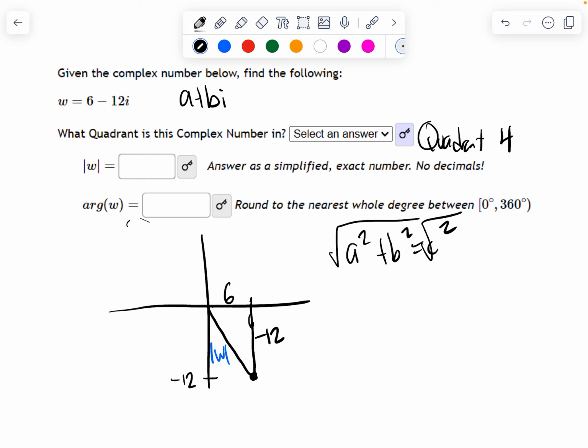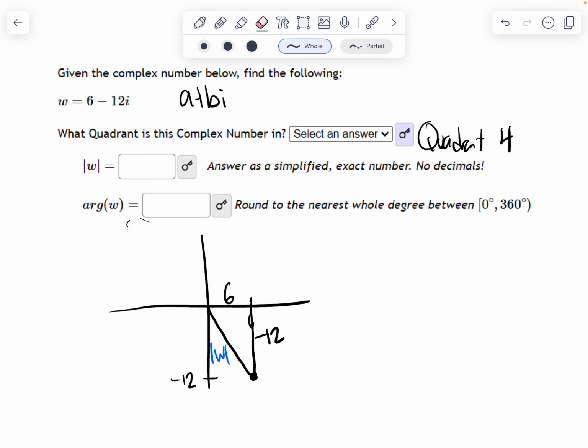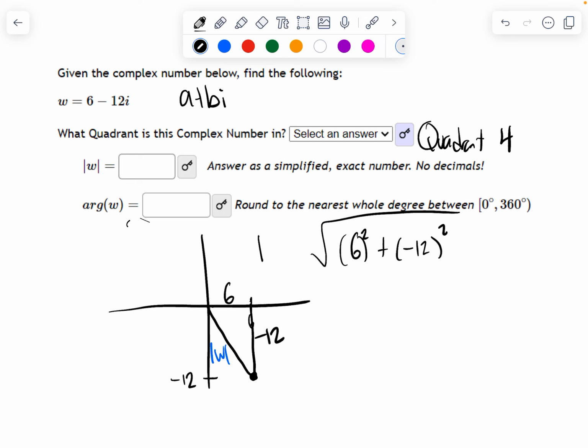So that means that the modulus of our complex number is going to be the legs of the triangle squared, under a square root. So I'd say, well, the square root of 6 squared plus negative 12 squared. There is your modulus of w. Simplify: 6 squared is 36, 12 squared is 144. Add those two together, 36 and 144, that's 180, I think. Square rooted. Now that technically is the modulus.